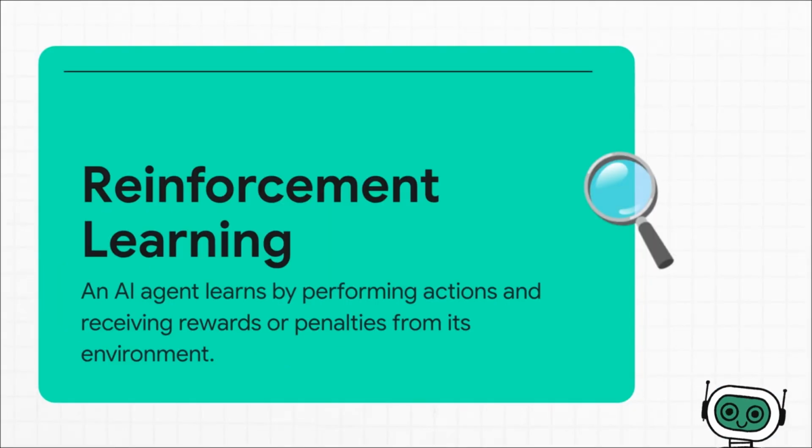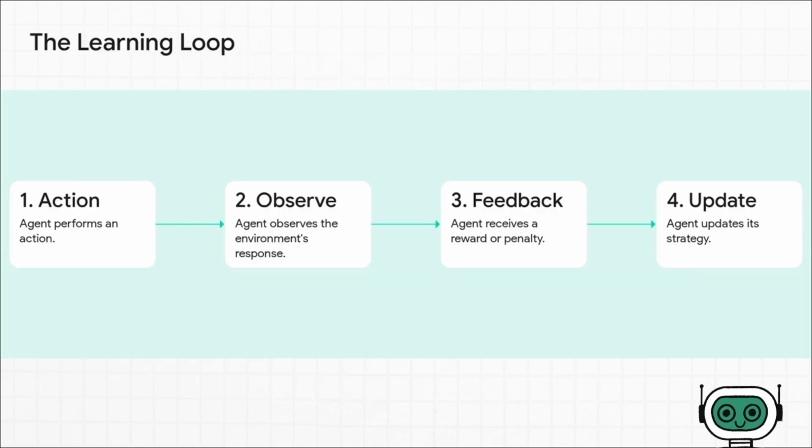With reinforcement learning, we don't even start with a data set. Instead, we place an AI agent inside some kind of environment, usually a simulation. The agent learns by taking actions. Good actions that get it closer to a goal earn a reward. Bad actions get a penalty. It's a lot like training a dog with treats or just learning to beat a video game through trial and error. This whole process is one continuous feedback loop.